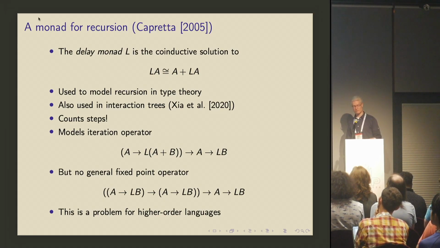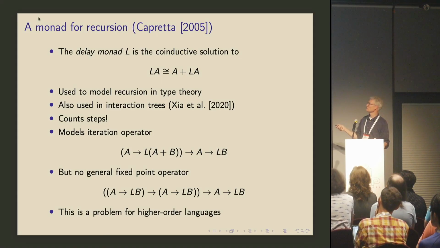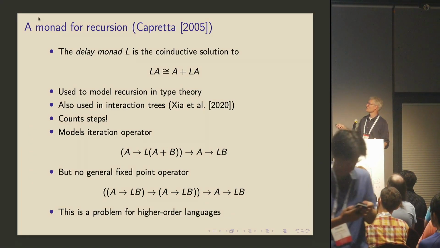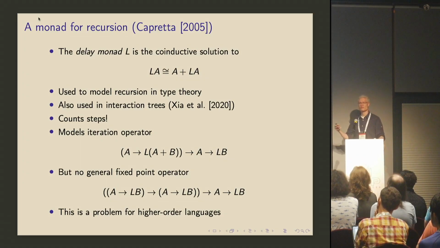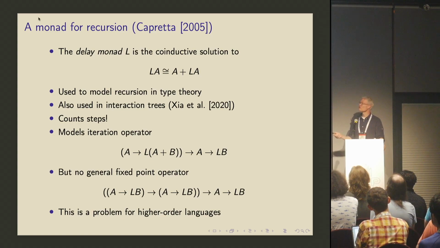But is it really a monad for recursion? I mean, what kind of recursion am I talking about? Well, you can do an iteration operator of this type here. So if you get a function like this, you feed in an A. If it returns a B, then you immediately return that. If it returns an A, then you call yourself. So you can do this kind of iteration. But there's no fixed point operator of this type here. And this is what you would need to model general fixed points in higher-order programming languages.